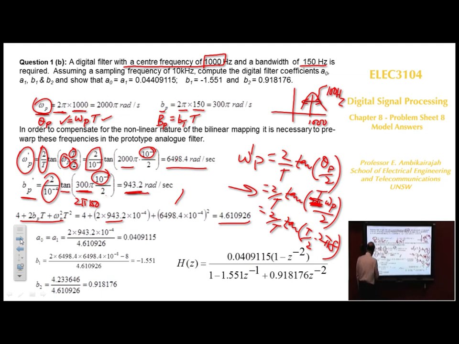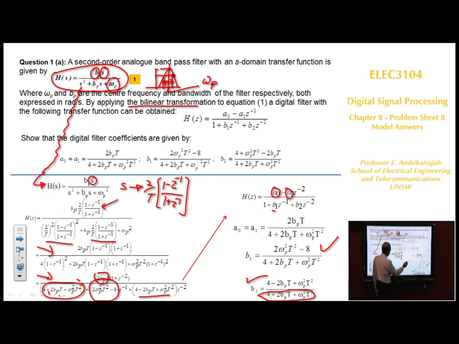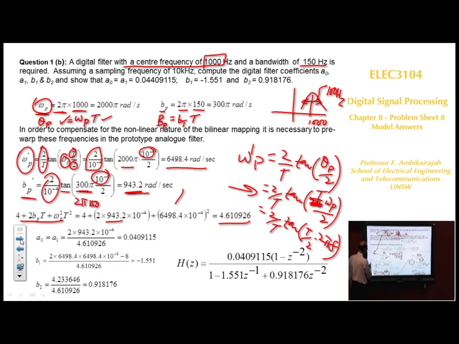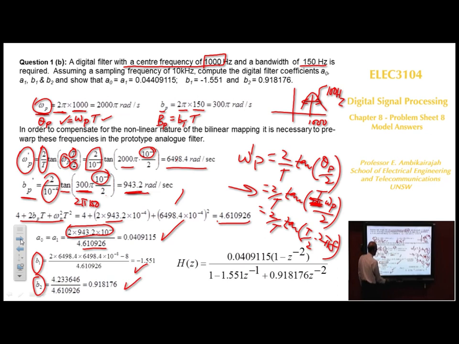Now you go A naught and A1, so you go back, A naught and A1 is equal to 2 times the BPT divided by that. So you go back again in your thing, 2 times the BPT, that's there, divided by this number, you get that coefficient. Similarly for B1 you do that, and also B2, you do these 2 coefficients, then you substitute them back in your transfer function.